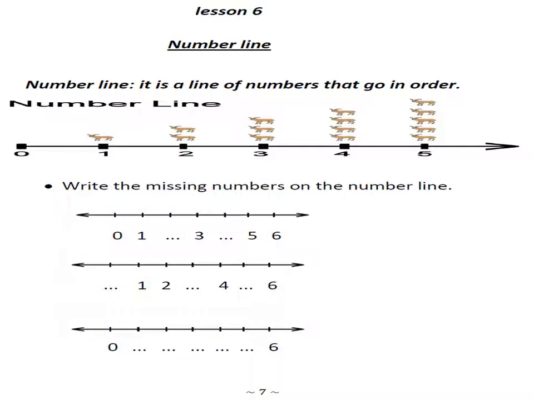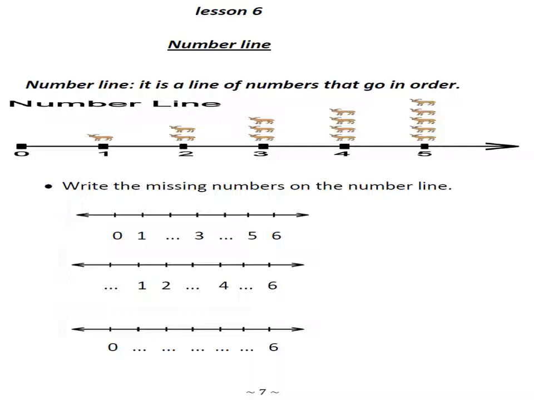Number line. What's meant by number line? It's the line of numbers that go in order, okay? Here, primary one, he gave me a number line and the numbers in order, okay? 0, 1 here, 1 deer, here 2 deers, here 3 deers, and here 4 deers, and here 5 deers. He gave me here number lines and missing numbers.